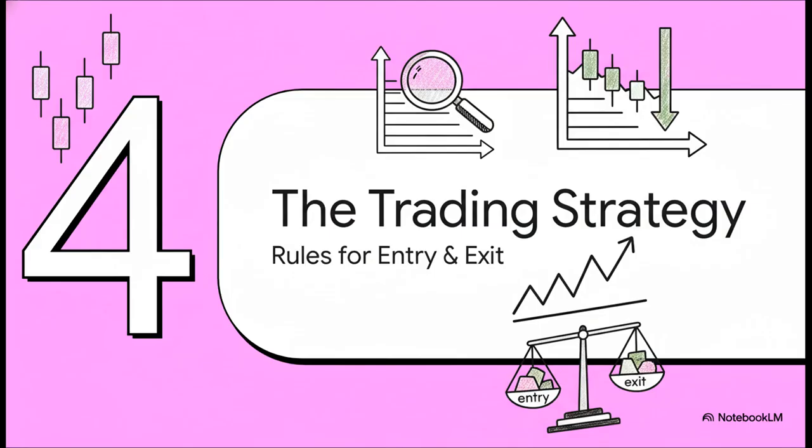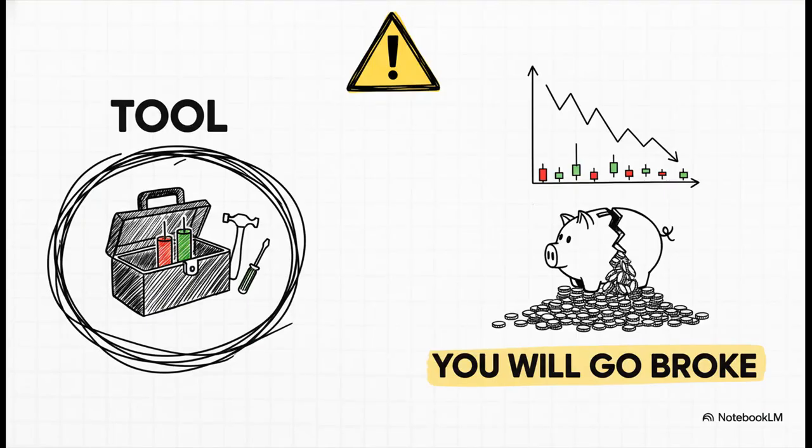Okay, so we've got our three signals. That's great. But how do we actually turn this into a trading strategy, with actual rules for when to get in and when to get out? But hold on. Before we go any further, I have to give you a really important warning, and this comes straight from the source material. Heiken Ashi is an awesome tool, but it is not a magic crystal ball. You can't just buy every green bar and sell every red one. If you do that, you will lose money, period.